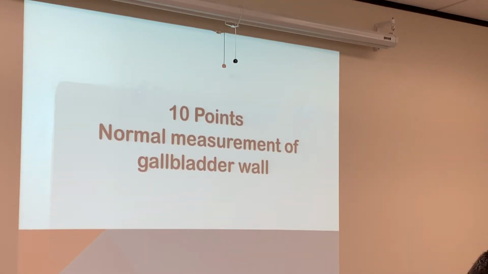The normal measurement of the gallbladder wall. Less than 3 millimeters. Less than 3 millimeters. Okay? It's outer to inner. Outer to inner.